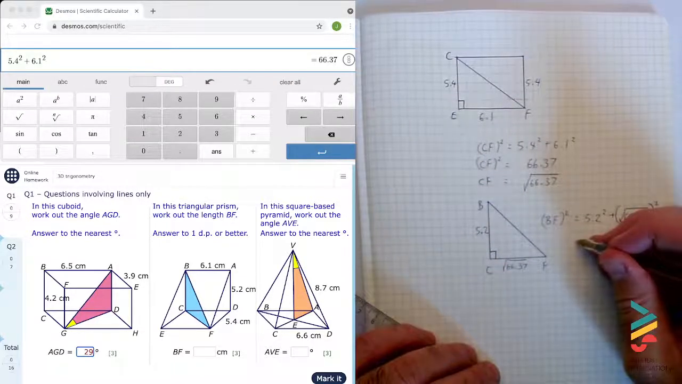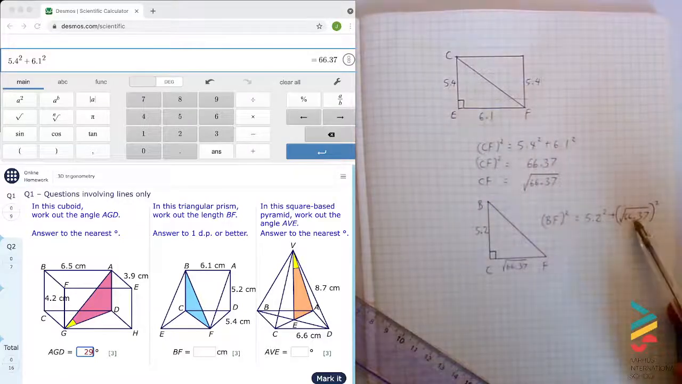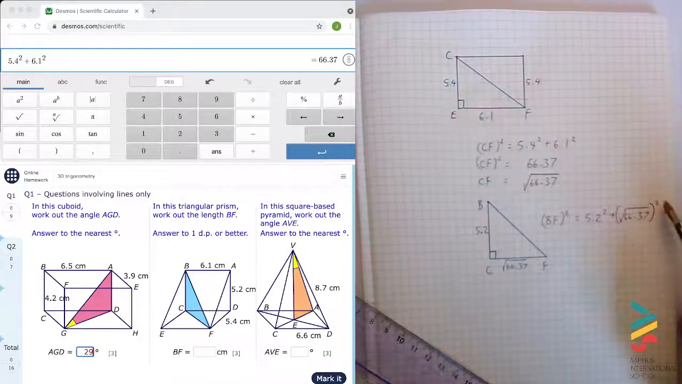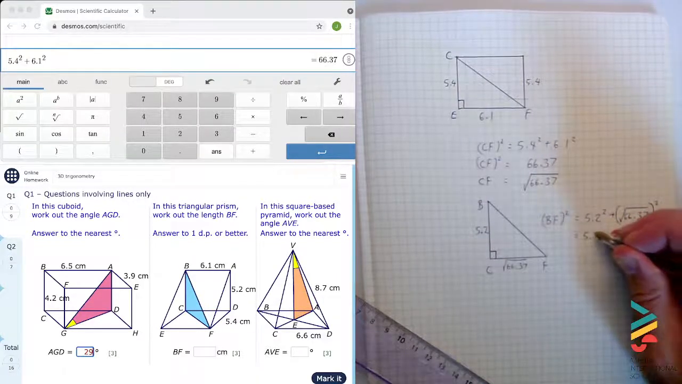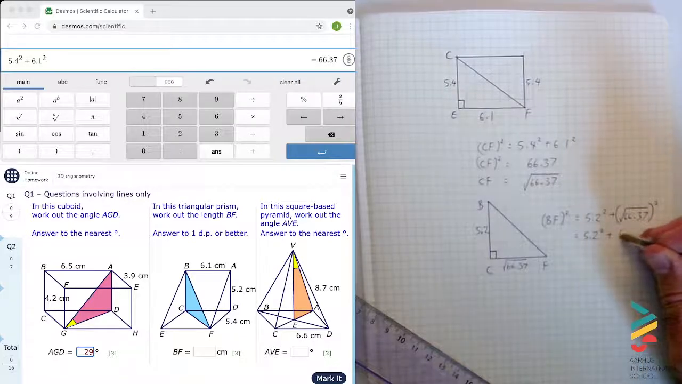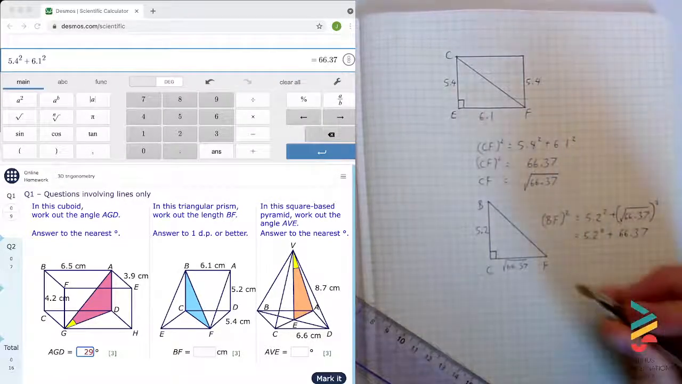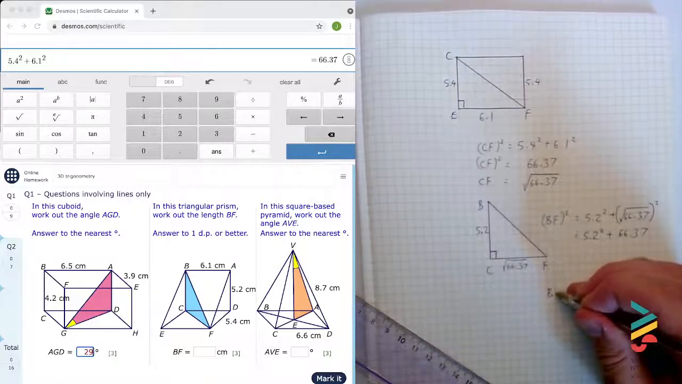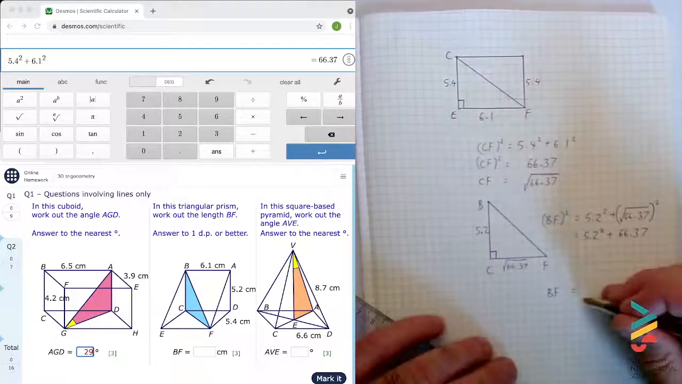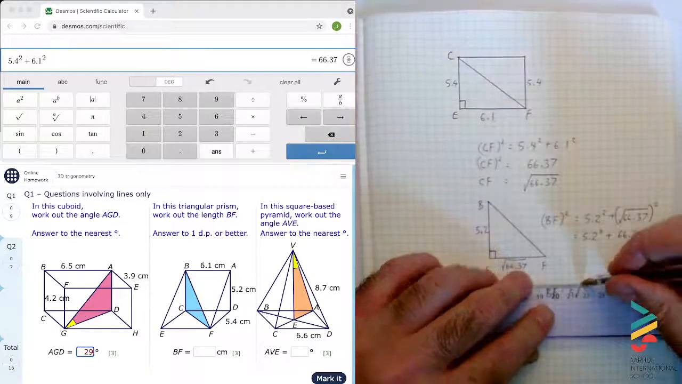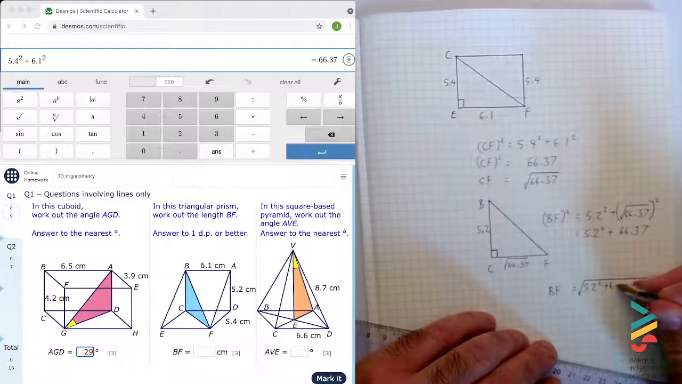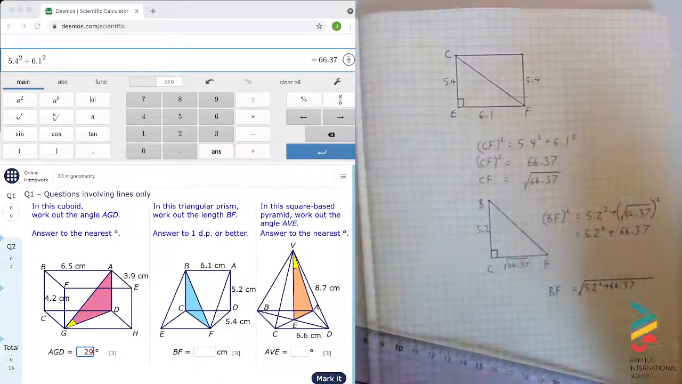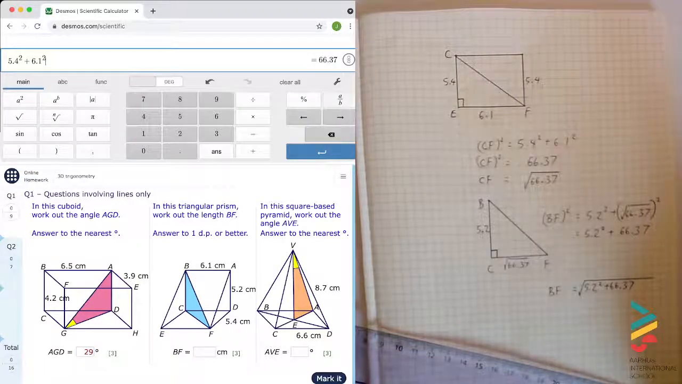Okay, well, the square root of 66.37 squared is just 66.37. They cancel each other out. So that's 5.2 squared plus just 66.37. And then BF itself must then be the square root of all of that. The square root of 5.2 squared plus 66.37 not squared. So I'll get that onto the calculator, clear what I had before.